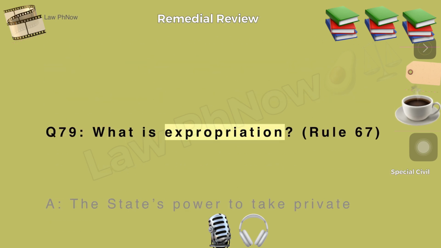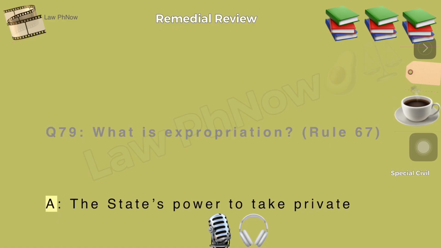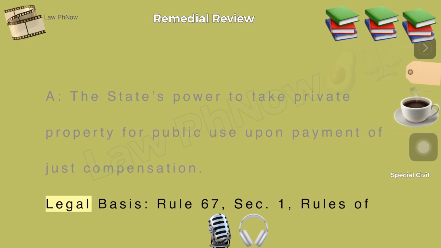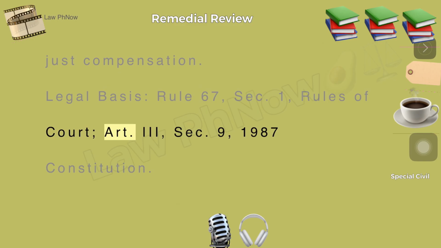Q79. What is expropriation? Rule 67. A. The state's power to take private property for public use upon payment of just compensation. Legal basis, Rule 67, Section 1, Rules of Court, Art. 3, Section 9, 1987 Constitution.